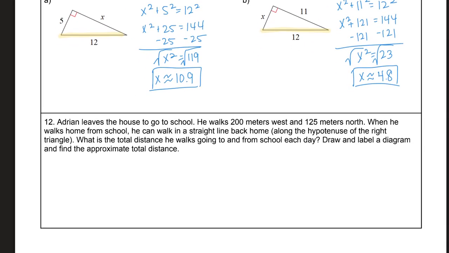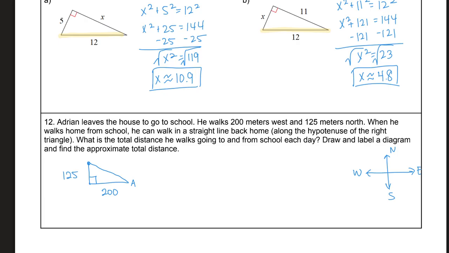All right, last problem. It says Adrian leaves the house to go to school. He walks 200 meters west and 125 meters north. So if we have a direction, we have north, east, south, west. So if we draw a diagram, if he walks 200 meters west, here's Adrian, 200 meters west, and then he walks 125 meters north. This is where he's at. And then when he walks home from school, he can walk in a straight line back home, which means he's traveling along the hypotenuse. So here we have a triangle.